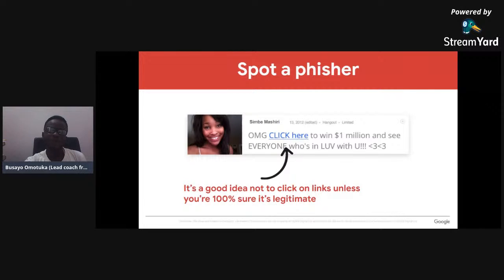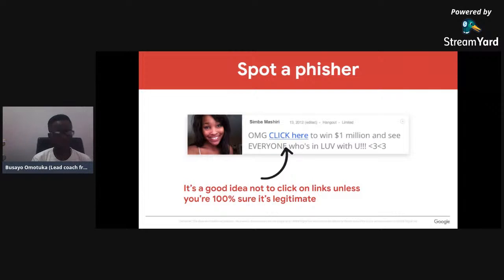Like the one we have on the screen, if you look at this carefully, we notice that this looks like a message, and the message reads: "Oh my God, click here to win $1 million and see everyone who is in love with you." This is actually hilarious, right? One can tell that this is the work of a phisher.